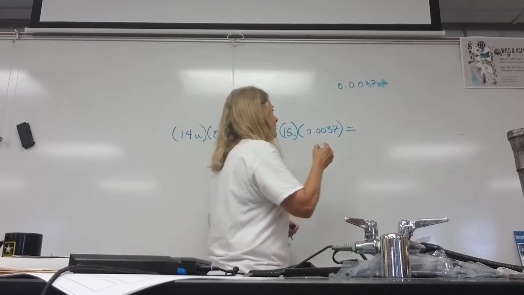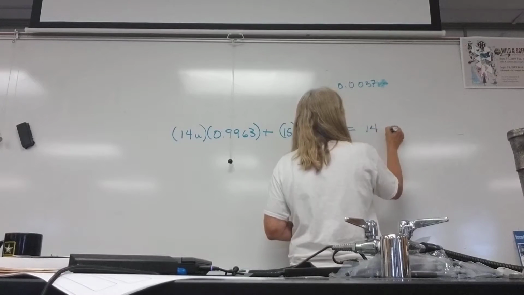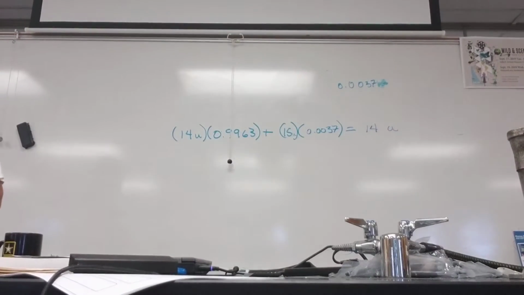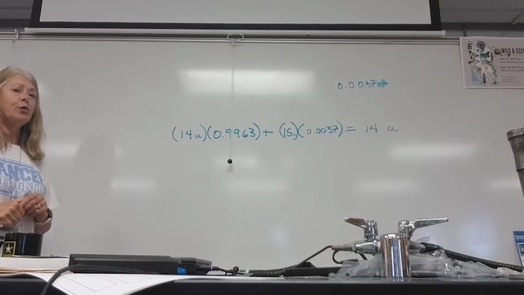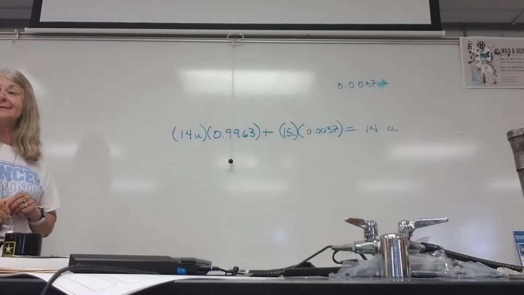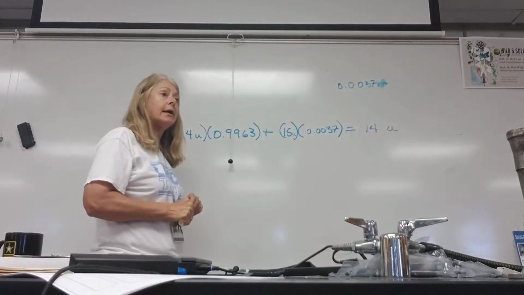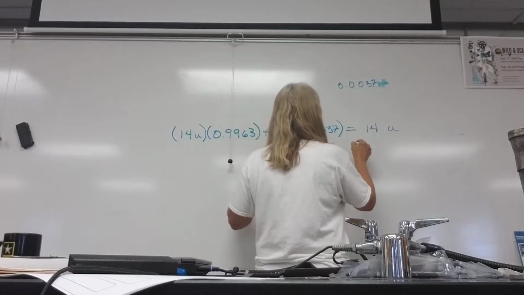I can already know what the answer's gonna be. It's gonna be 14 U's, because we can only report to 2 sig figs. Do you agree with that statement? What if I told you I wanted you to report to 2 decimal places? Who's got it? 14. What'd you get? 13.99 when you did this? It's wrong.